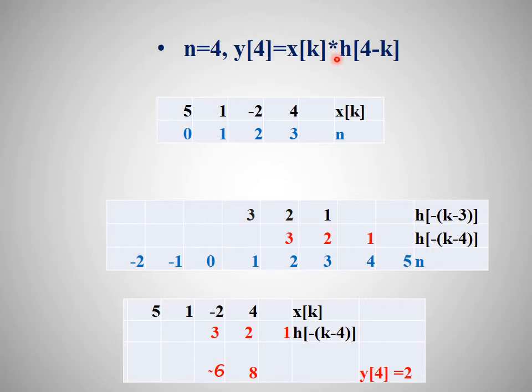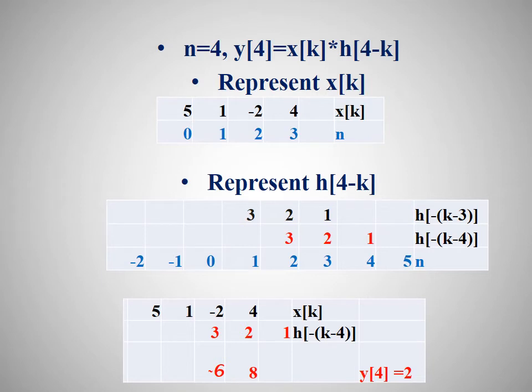Represent x of k, represent h of 3 minus k. From h of 3 minus k obtain k minus 4 minus k, and then write the respective values, multiply and add. Let us start the first case, which is going to be represent x of k. As usual, the value of x of k would be at n equal to 0 5, at n equal to 1 1, at n equal to 2 minus 2, and at n equal to 3 4.